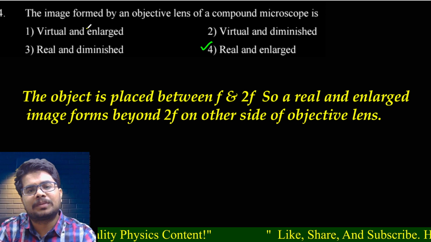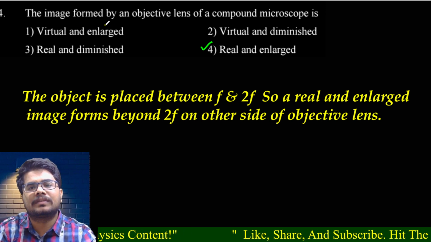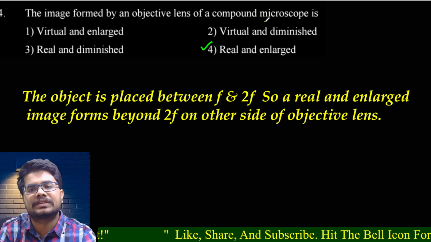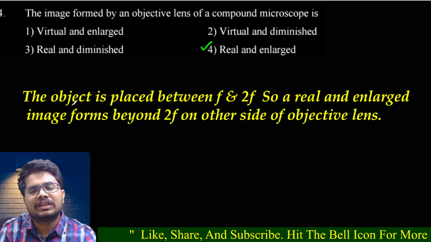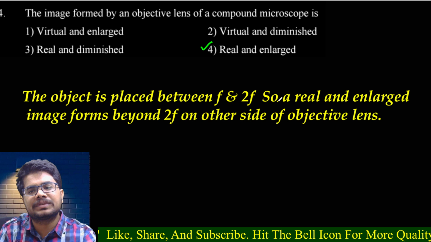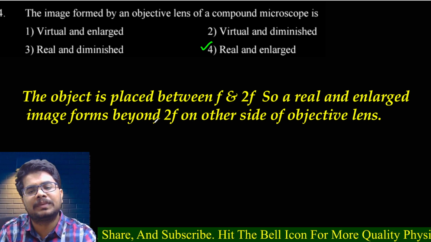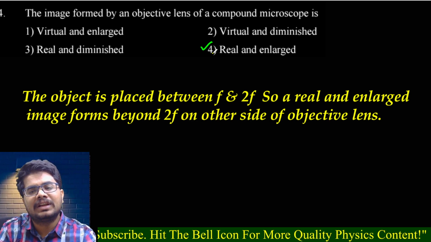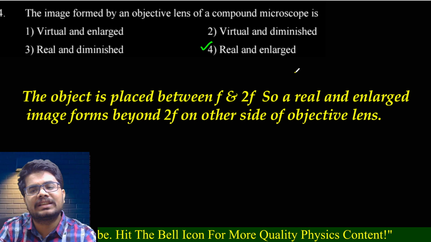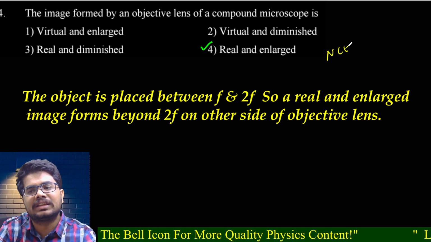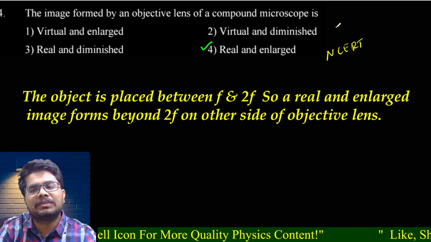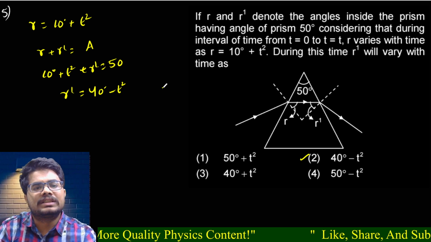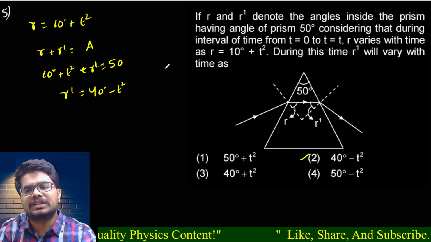This is also from ray optics. The image formed by the objective lens of a compound microscope is: generally the object is placed between f and 2f, so a real and enlarged image is formed beyond 2f on the other side of the objective lens. Real and enlarged, exactly as they asked from NCERT theory. This can be taken into the easy section. This question looks weird, but it is an easy question only.